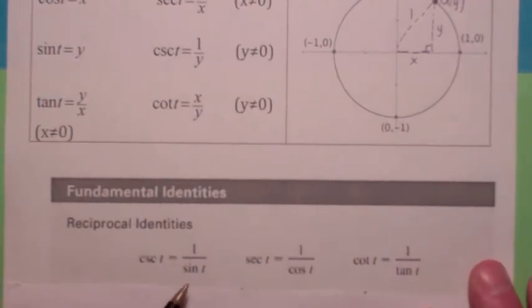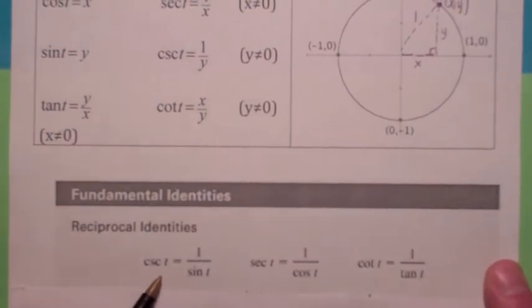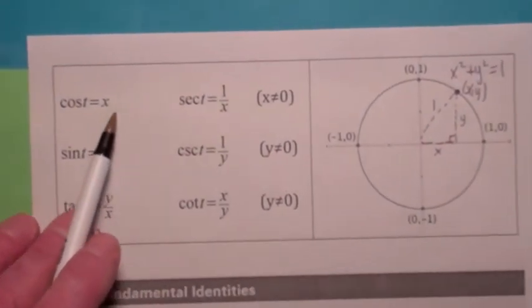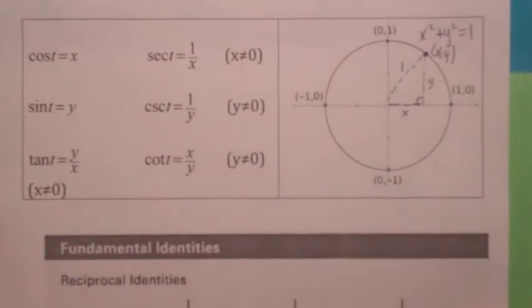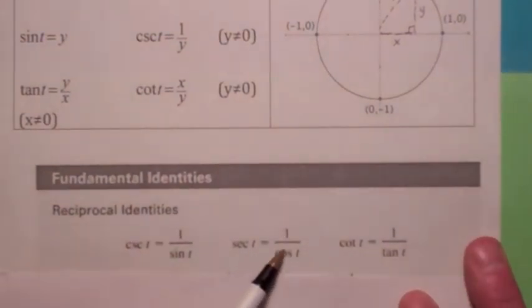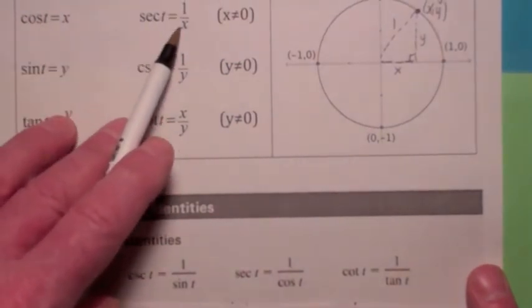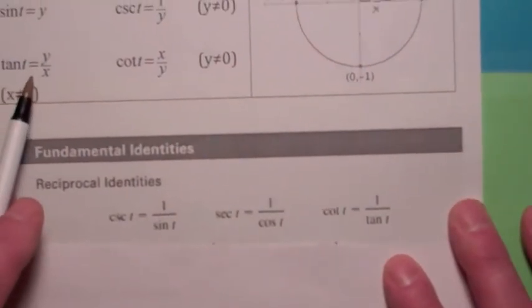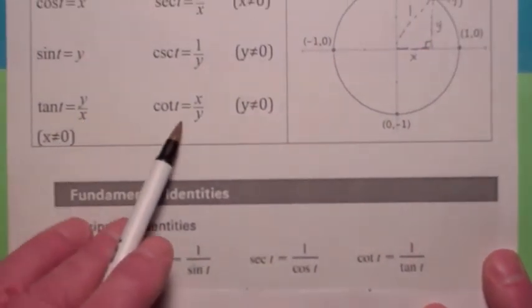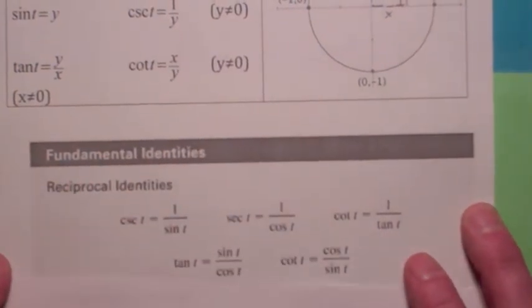Okay, so this isn't hard. I wouldn't worry about this because if you know the definition, you have these already. This just says the cosecant of t is 1 over the sine of t. Well, it is. Look, the sine of t is y. The cosecant of t is 1 over y. So that's all it's saying. The second one says the secant of t is 1 over the cosine of t. Well, yeah, cosine of t equals x, secant of t is 1 over x. The third one says the cotangent of t is 1 over the tangent of t. Same thing. The tangent's y over x, cotangent's x over y. They're reciprocals. That's why they're called reciprocal identities.